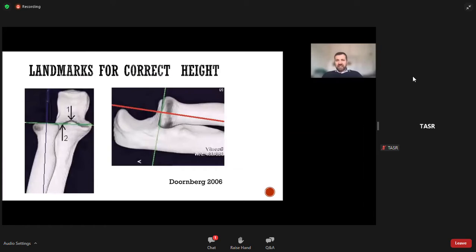In terms of height, again, you want to measure it based on bony landmarks. So you want to see nicely the point indicated with the arrow number 2. This is the most superior portion of the sigmoid notch, and that's your reference. You don't want to size the height of your replacement based on soft tissues.